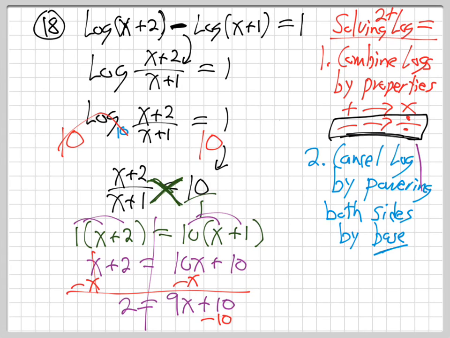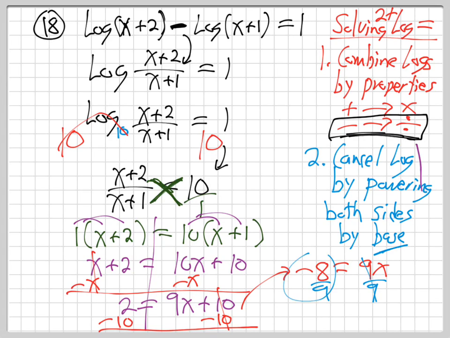Subtract 10 from both sides. Bring it over here. What's that going to be? Negative 8 is 9x. So these cancel. And then last step, divide by 9. There it is. Minus 8/9.